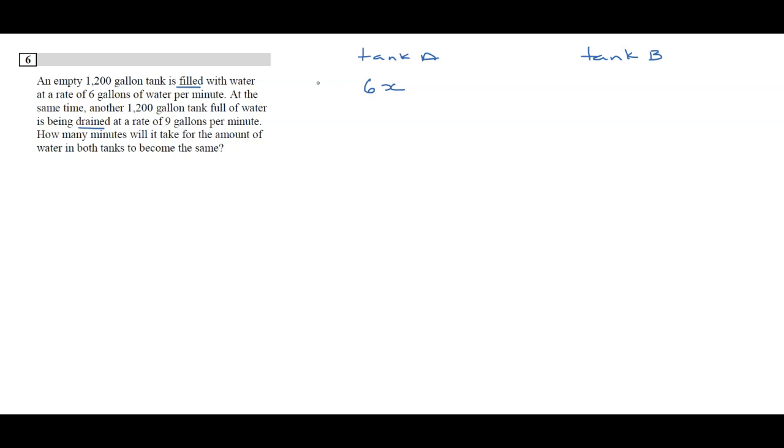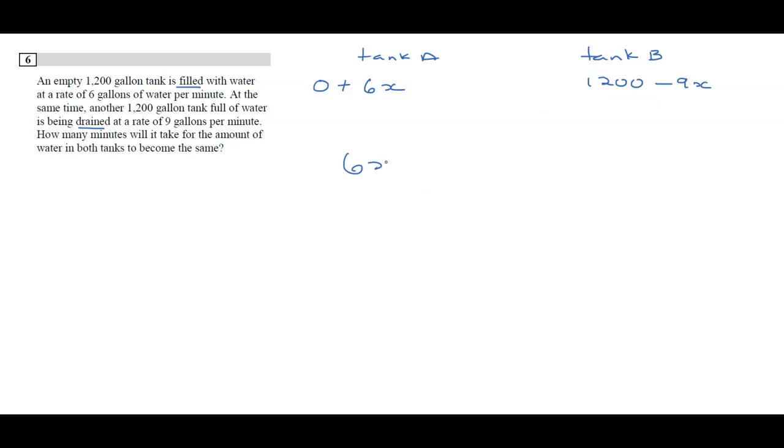So you're starting at 0 plus 6x. Now here you're starting at 1200 because it's already full. And then you're draining, which means you're losing water. So that's going to be a subtraction at the rate of 9 gallons per minute. How many minutes will it take the amount of water in both tanks to be the same?